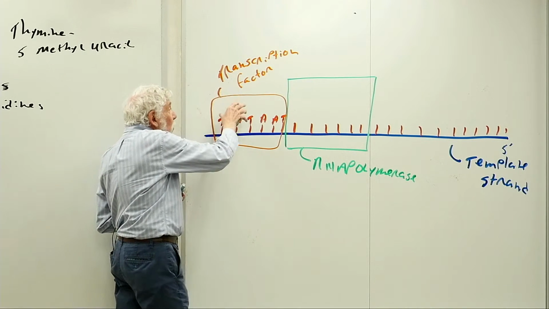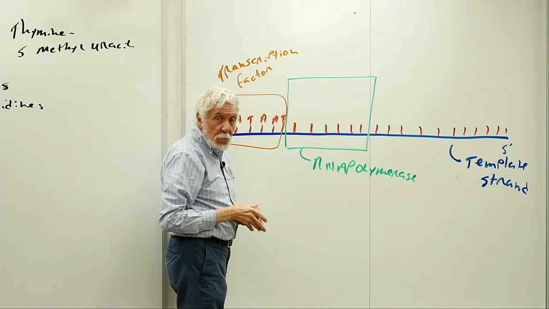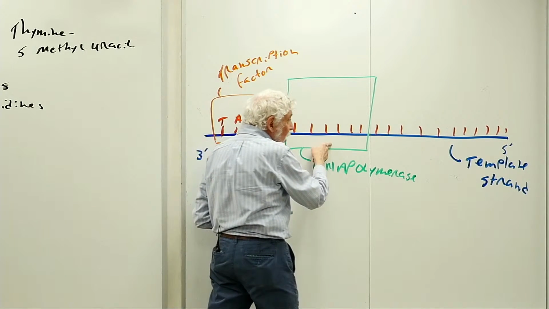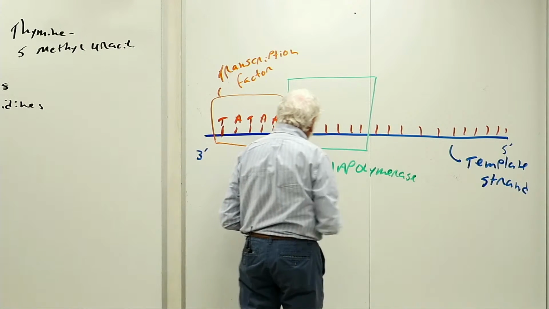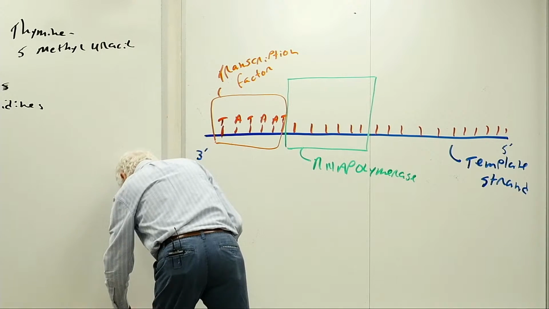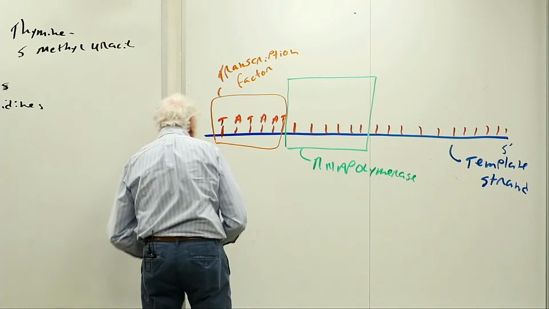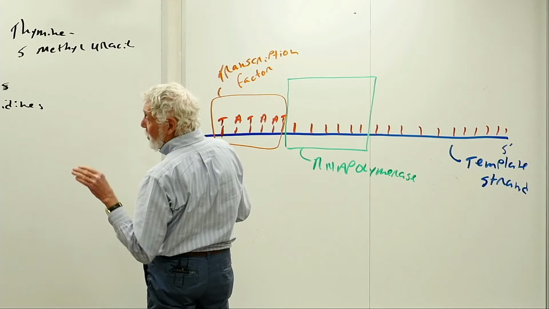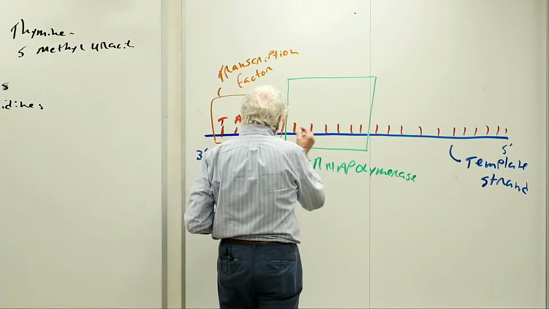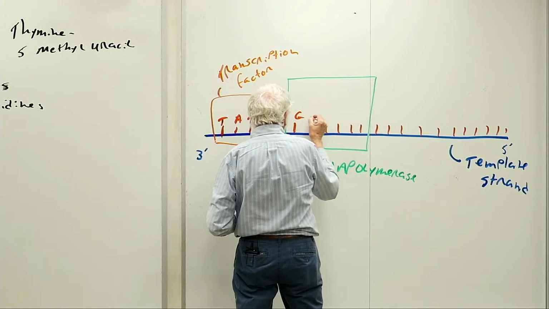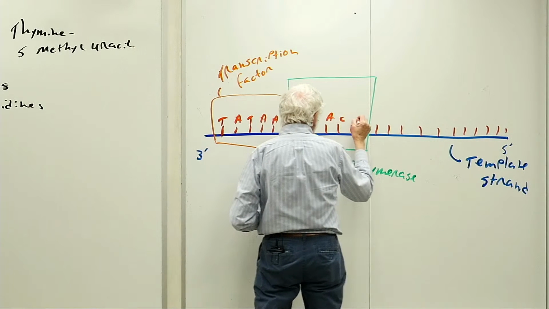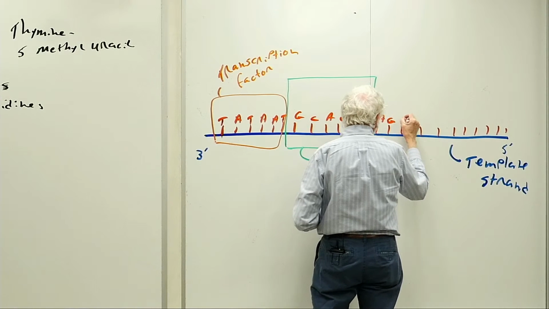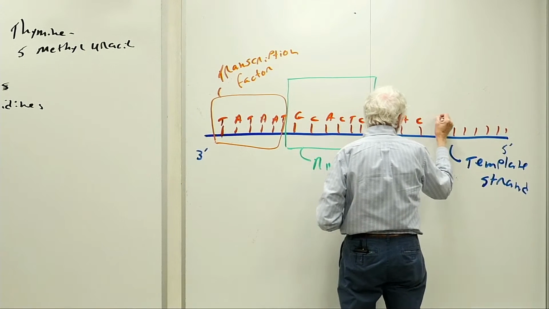So the transcription factor recruits the RNA polymerase. The RNA polymerase now begins reading along the DNA strand from the 3' to the 5' direction. And what it does is it recognizes each of these bases. So I'm just going to put these bases in. I'm going to say a C, G, A, C, T, C, A, G, A, C, G, T.